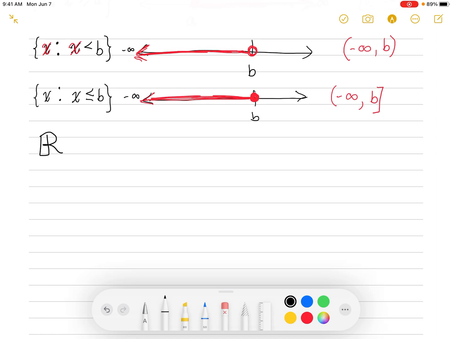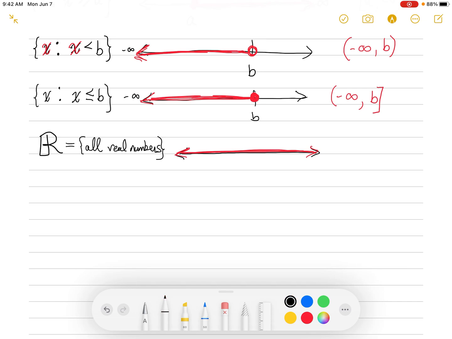So this is called the set of all real numbers. This is equal to the set of all real numbers. That's what that means, all real numbers. So if you were to graph this on a number line, it would be all the numbers on the number line. So all the way to the left, all the way to the right.